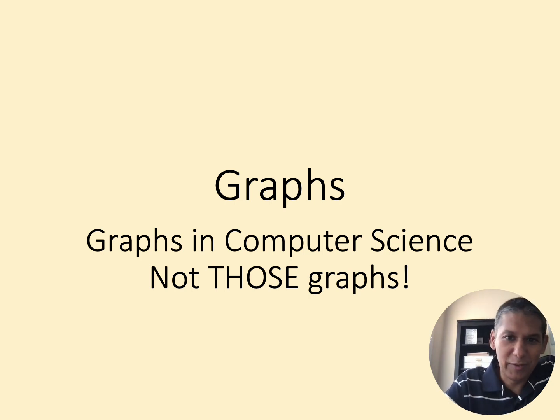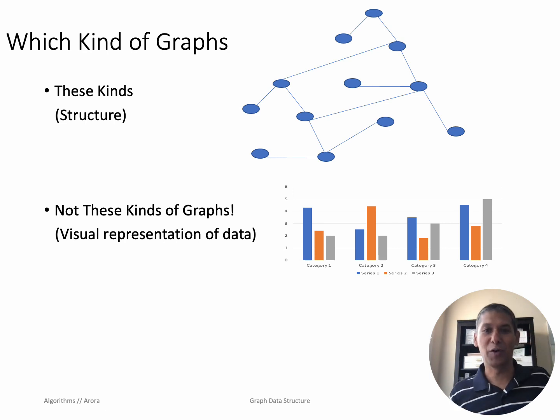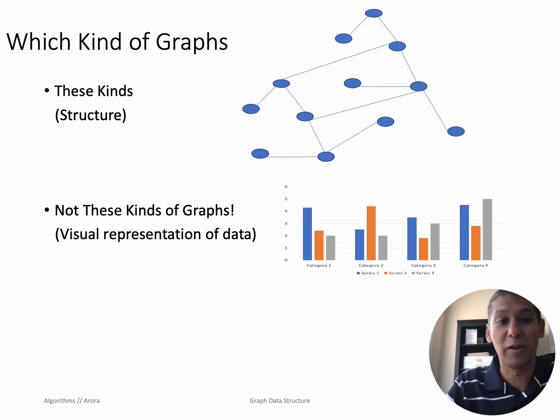So graphs, we're talking about graphs today, but not those graphs. So let's see, we're discussing graphs in computer science, but what kind of graphs are we talking about today? Today we're talking about the graph data structure inside computer science, which is a big cornerstone of a lot of theoretical computer science, algorithms, etc.